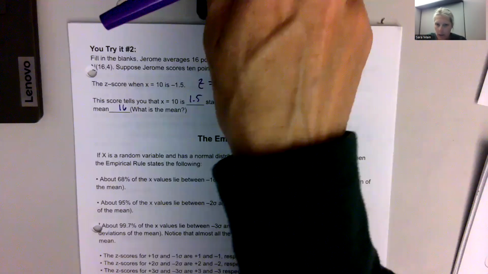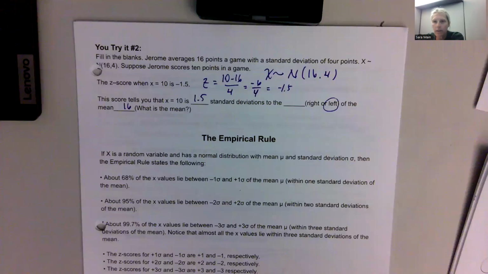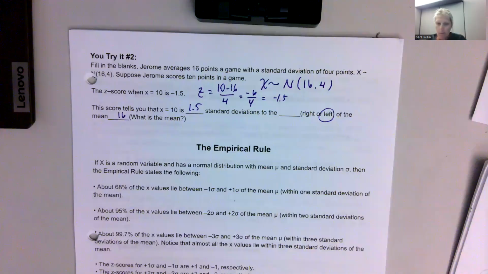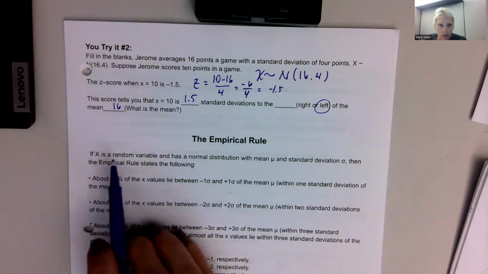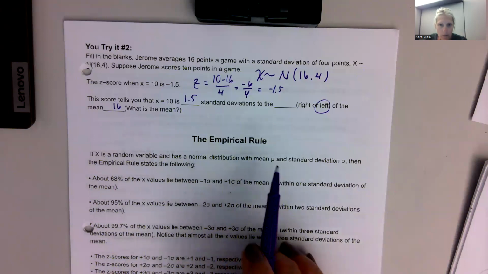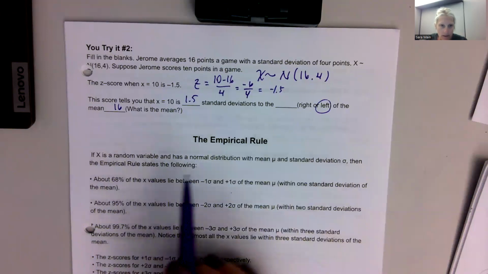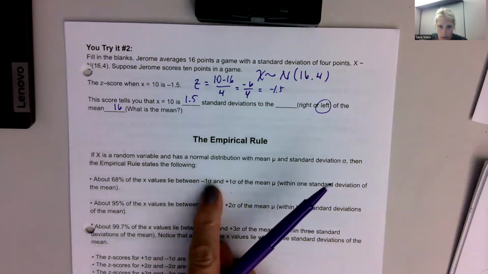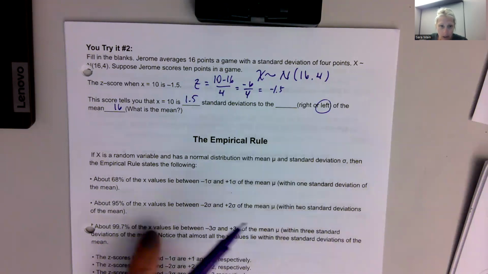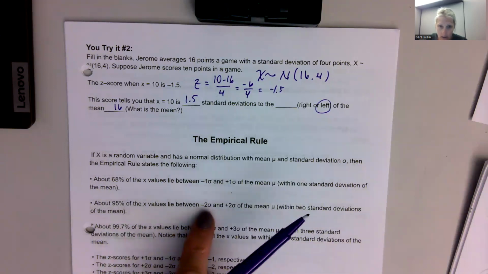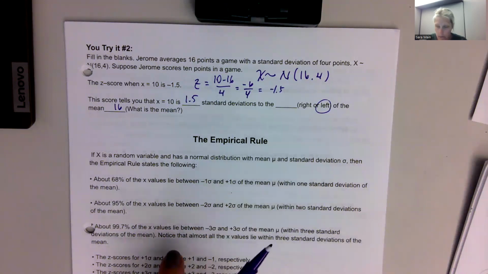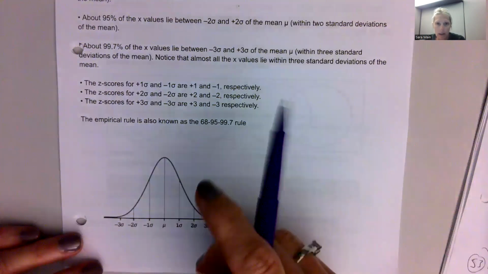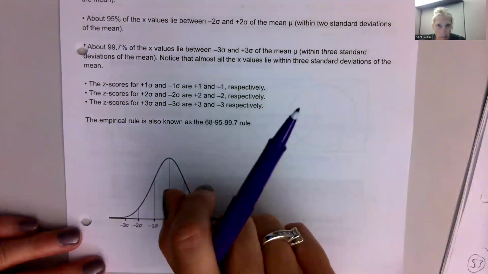So I'm going to introduce the empirical rule, and then you're going to catch me back for the second part of 6.1, because this is a long lesson, so I want to make it into 2 videos. The empirical rule states, if x is a random variable and has a normal distribution with mean mu and standard deviation sigma, then about 68% of the x values lie between -1 and +1 standard deviation of the mean. About 95% of the x values lie between -2 and +2 standard deviations of the mean. And about 99.7% of the values lie between -3 and +3 standard deviations of the mean.